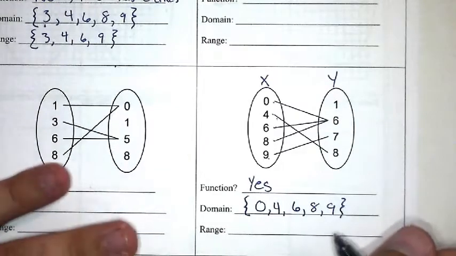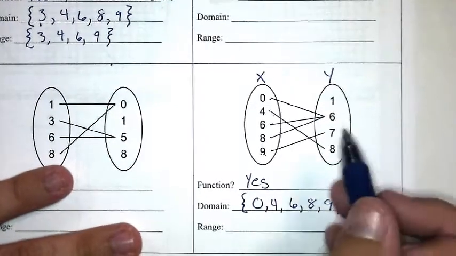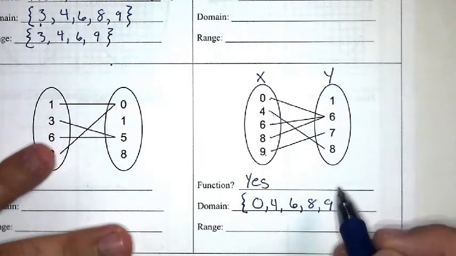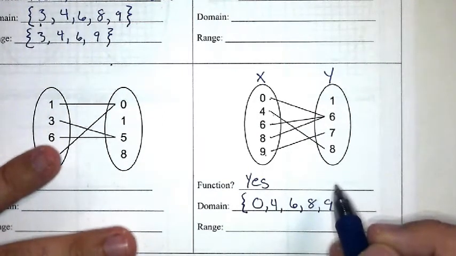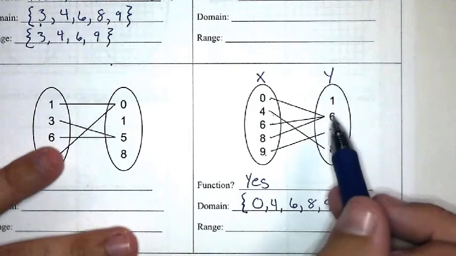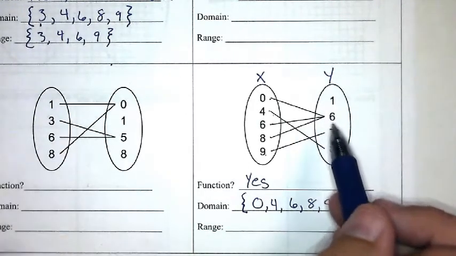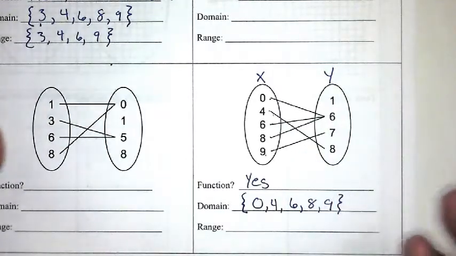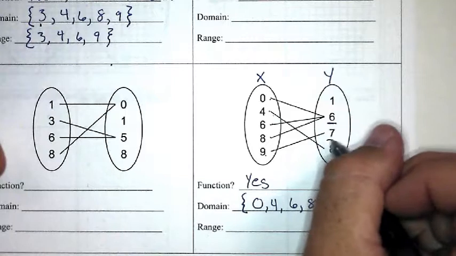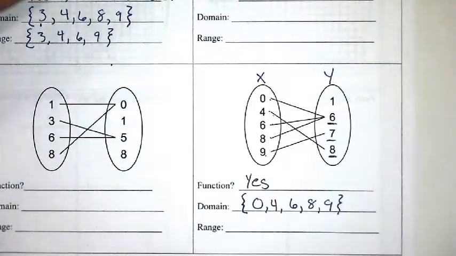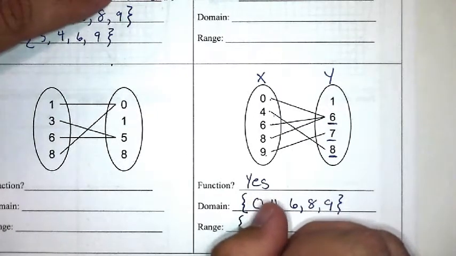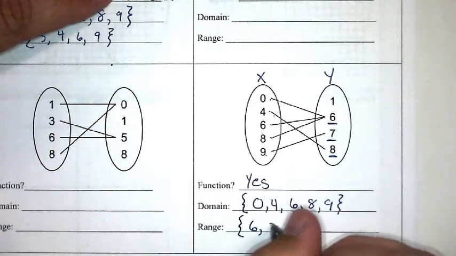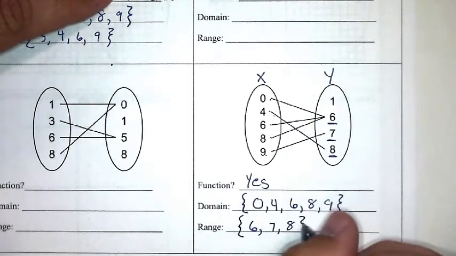My Y values. Do any of my Y values repeat? Yes, 6 has 3 different lines going to it. However, do we care? No, we don't care. We only care about which ones I have to write down, and it's the ones that have a line going to it. So I have 6, 7, and 8. Look how easy that is.